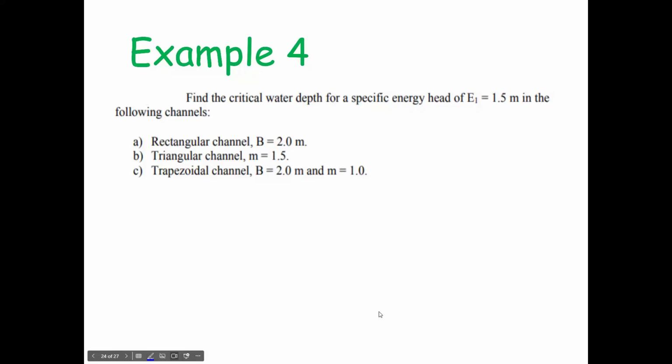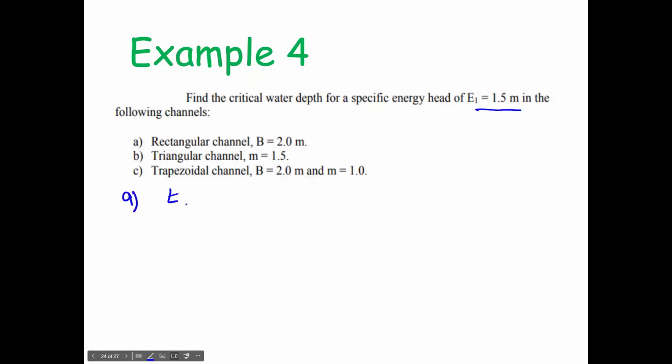Ready? We are going to start with A. I will do A. Probably I will ask you to do B and C. There's no solution. Okay, what do you have? You just have a specific energy.